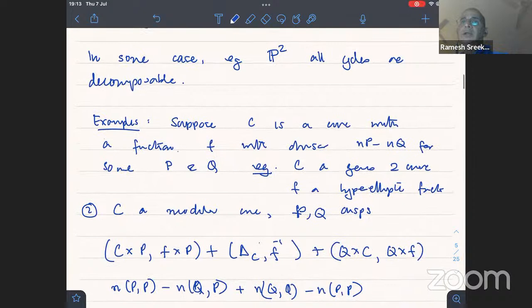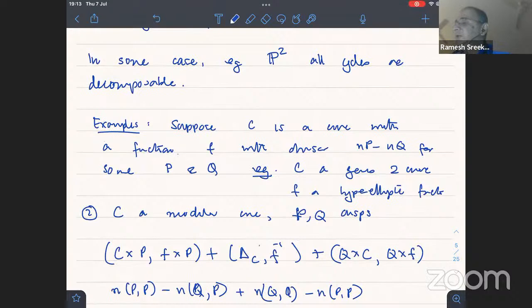Okay. So suppose C is a curve with a function f with divisor np minus nq for some p and q. For example, if you take a genus 2 curve and a hyperelliptic function, and you take two of the ramification points, then you have a function whose divisor is 2p minus 2q. Or actually, you don't need a genus 2 curve, you just need a hyperelliptic function on any genus g hyperelliptic curve, and you can do this. Another example is when you have a modular curve and you take two cusps, then the theorem of Manin and Drinfeld says that any divisor of degree zero on the cusps is torsion. So you have a function with divisor np minus nq for some n, right?